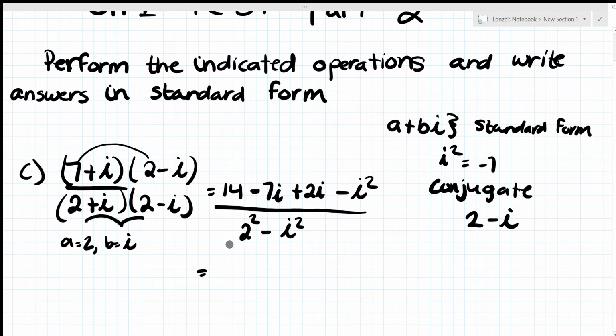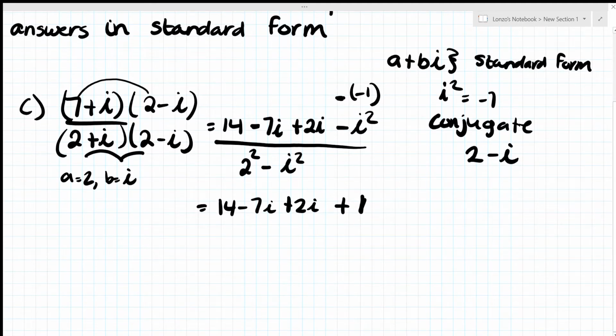Okay, let's simplify the numerator. So we said that i squared is negative 1, so there's a minus and then a negative 1, right? So it's 14 minus 7i plus 2i, and then 2 negatives becomes a positive, so this is positive 1. Let's collect the whole numbers. So we have a 14 here and a 1 here, so that's 15. And then we have a negative 7i plus a positive 2i, which is negative 5i. Good. So that's my numerator.